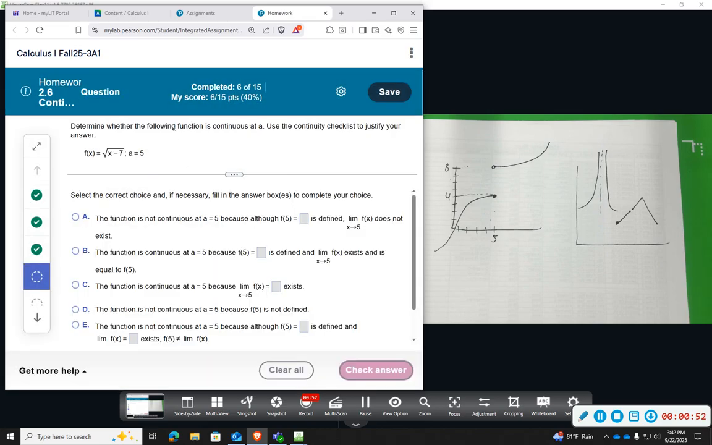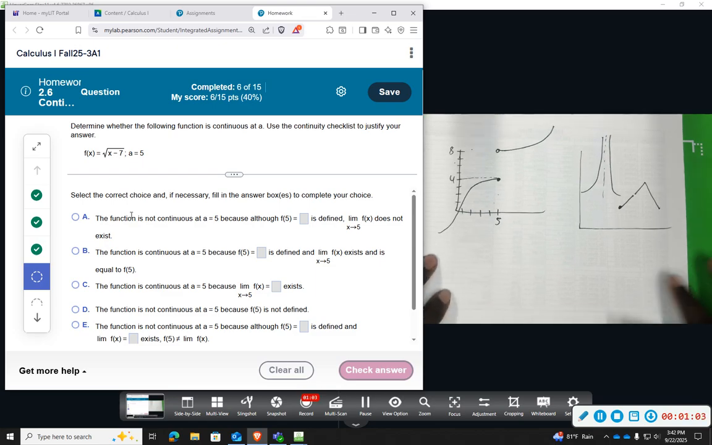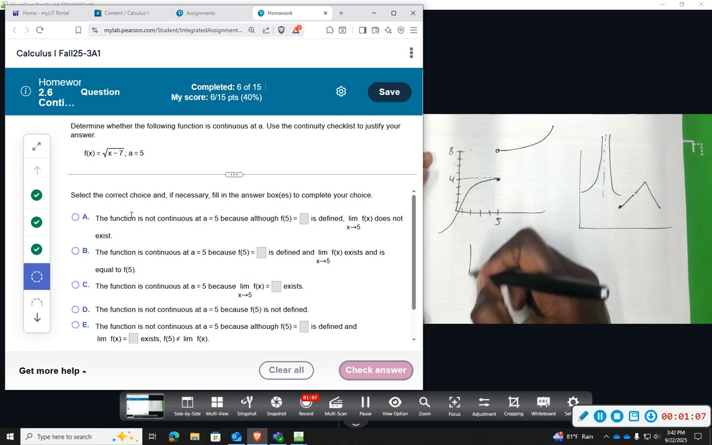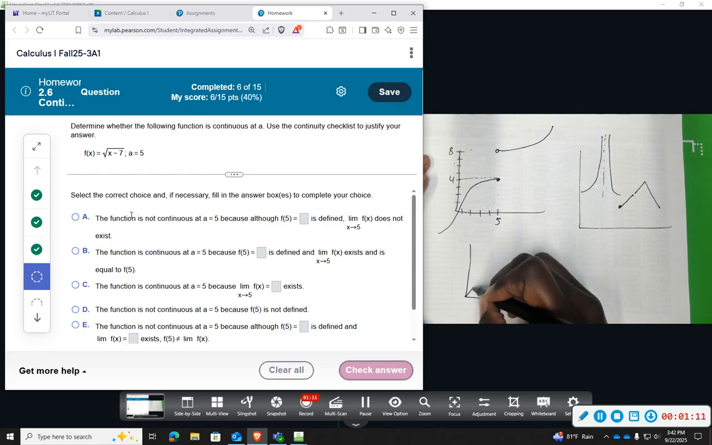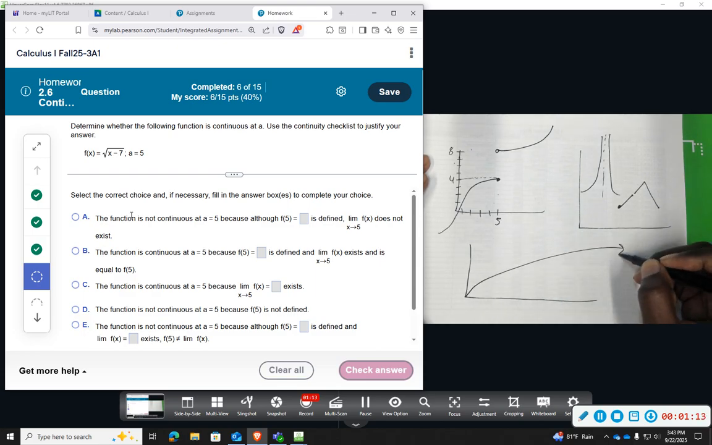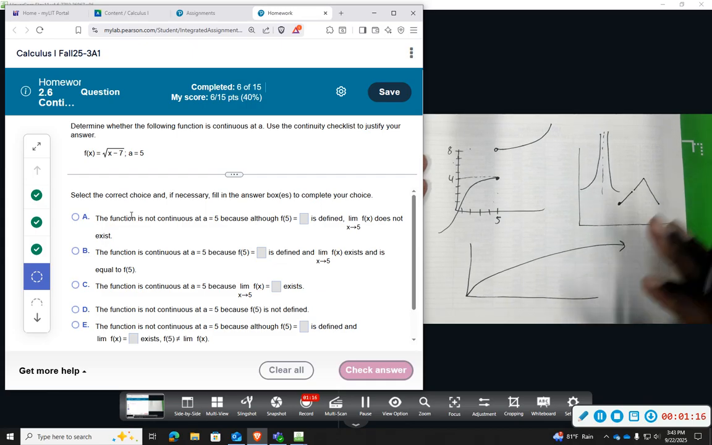Number 7, we want to determine whether the function is continuous at a, and we're going to use our continuity checklist. Okay, so if we were to think about what this function looks like, we have a square root function. So just a rough sketch. Square root function starts at 0 and then kind of curves out like so. Kind of like half a parabola turned on its side.